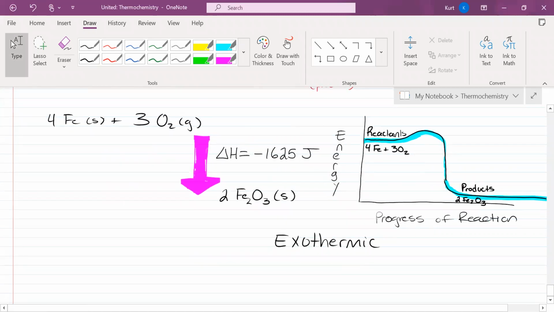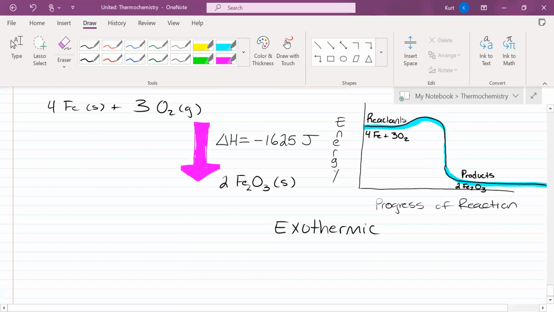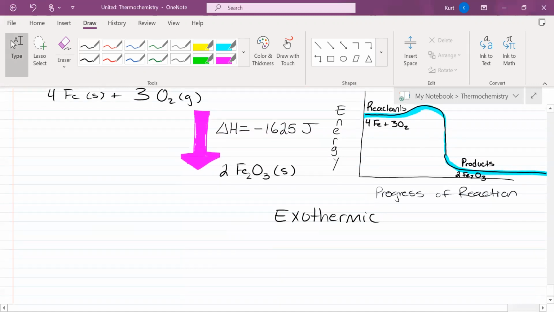So what do you think a reaction that gains energy is called? Endo. That's where we get the word for enter. Endo. We have an endoskeleton. Our skeleton is inside. So I want to give you another equation here. Let's do this one. Zoom in a little bit.